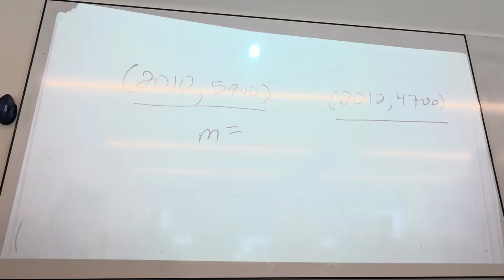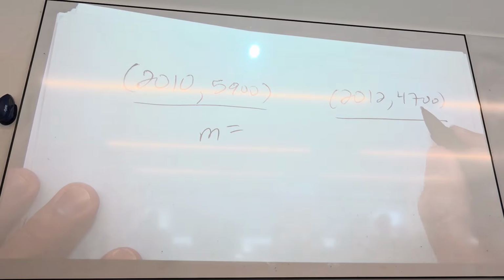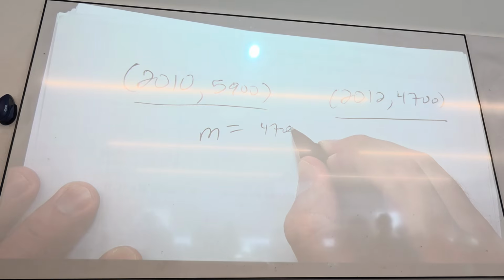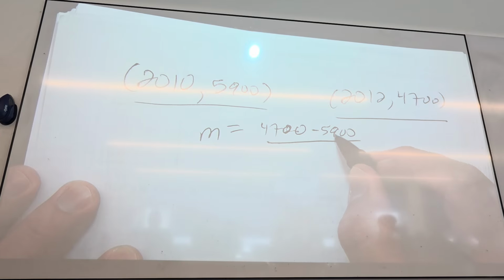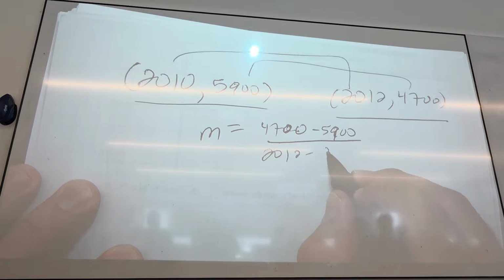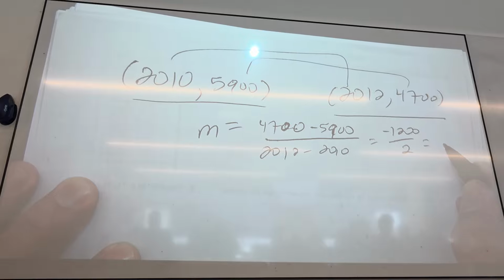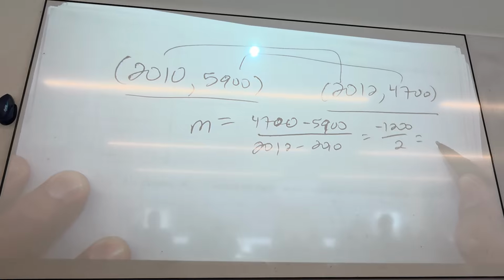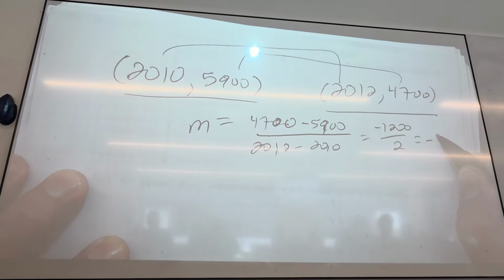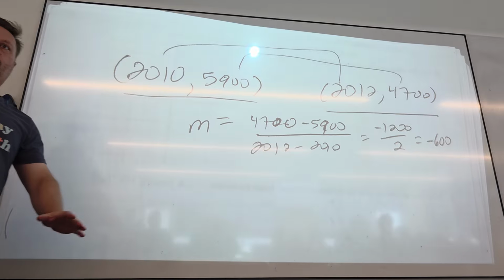How do I get the slope? Rise over run. So I could do 4,700 minus 5,900 divided by what? 2012 minus 2010, and I get negative 1,200 over 2, which is negative 600. There you go. Is that cool? Are you with me?